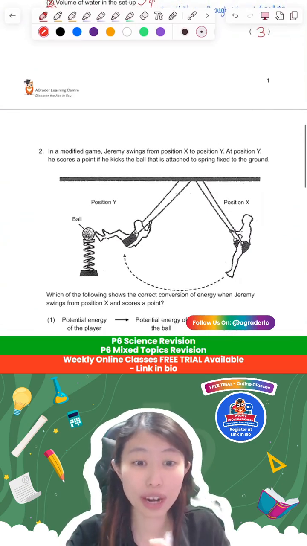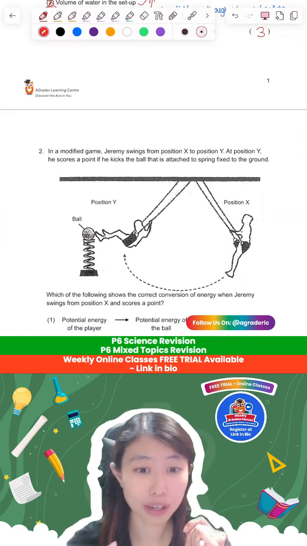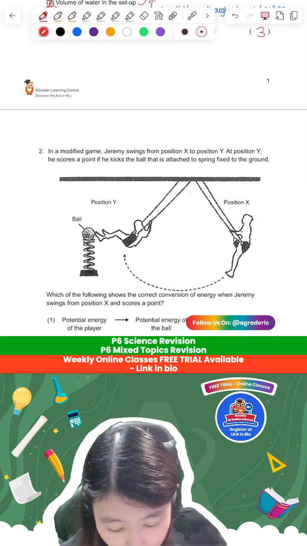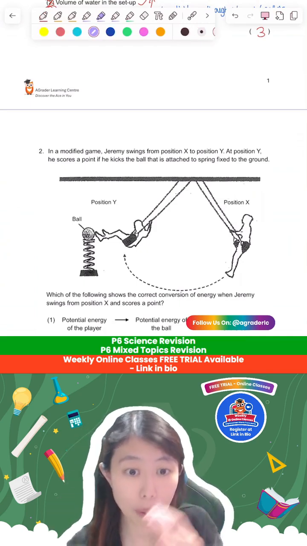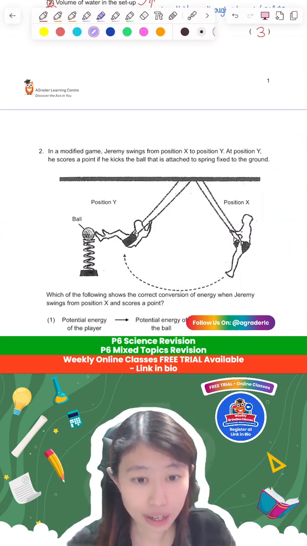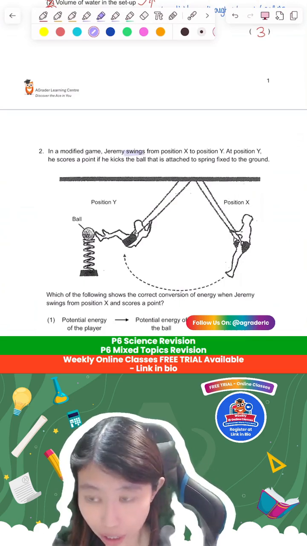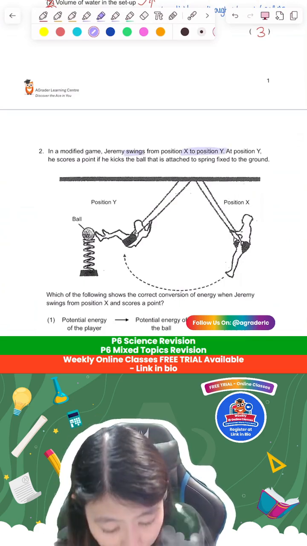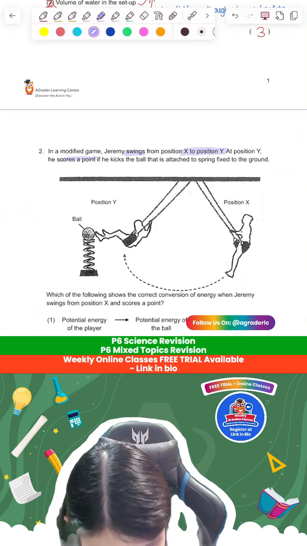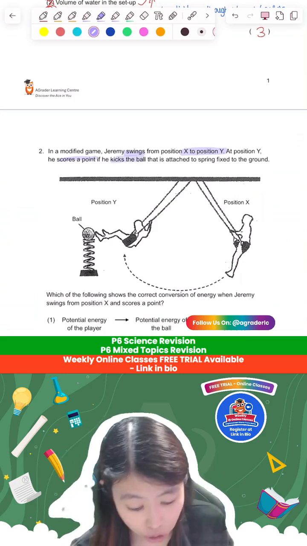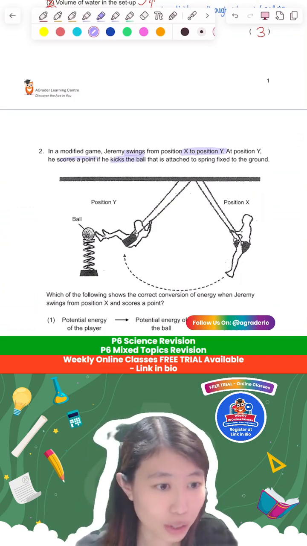Question 2, right? I show you the top part of the question first, because I'm scared that the banner on top is going to block my question. So over here, in a modified game, Jeremy swings from position X to position Y. Take note, he swings from one position to another, and at position Y, he scores a point if he kicks the ball that is attached to the spring fixed to the ground.